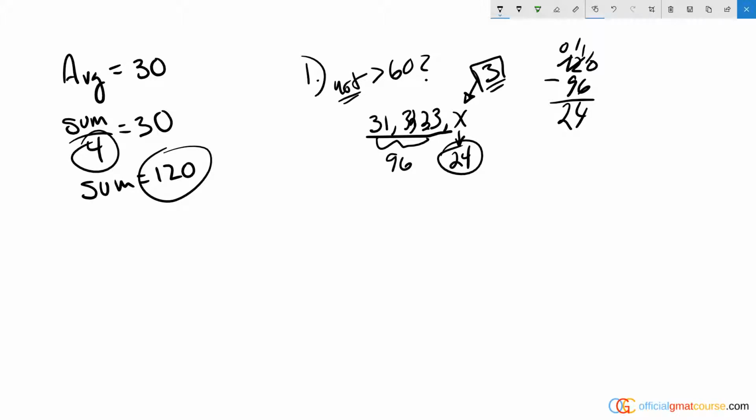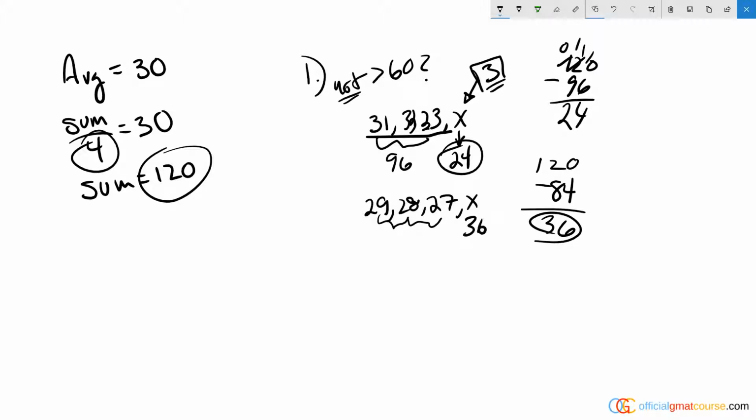So it's possible to get 3 as our answer to how many numbers are greater than 30. But it's also possible to say, okay, what if it was 29, 28, 27, and then another number? Well, in this example, we would add up to 84, since we are missing 6 from 30 total. And that means that we need an additional 36 to balance it out to average to 30. So X would then be 36, and we'd have 1 as our answer to how many numbers were greater than 30. So looking at this, I can see pretty quickly that this is going to be insufficient.